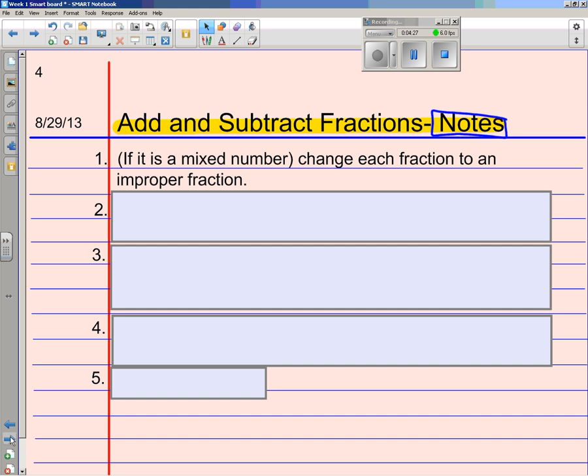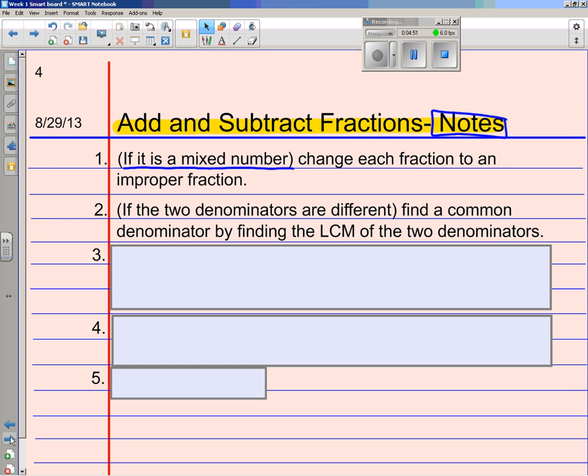If either of your fractions is a mixed number, you're going to change each fraction to an improper fraction. And I'll show you how to do that if you've forgotten when we get to an example. Notice this part in parentheses. If your number is not a mixed number, you can skip step 1. If it is a mixed number, you have to do step 1. So get that written down in your notebook.